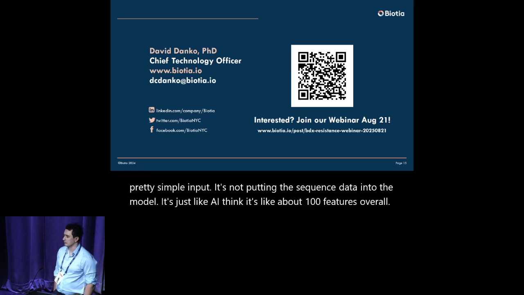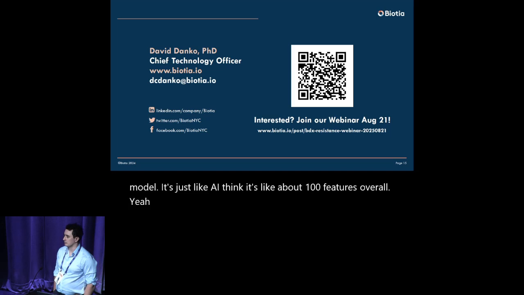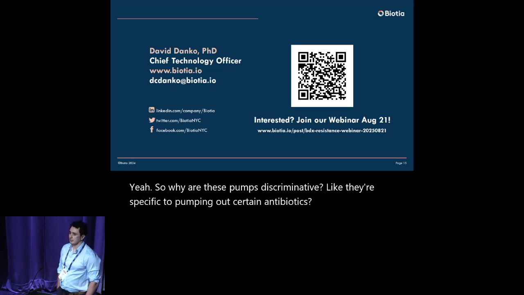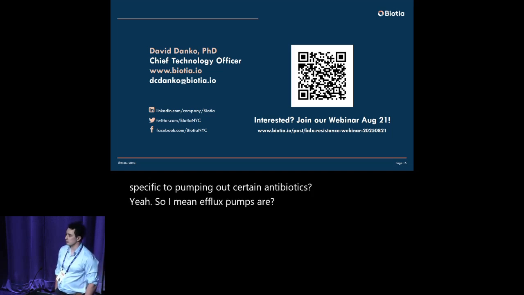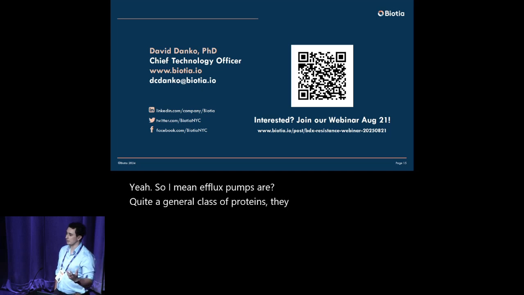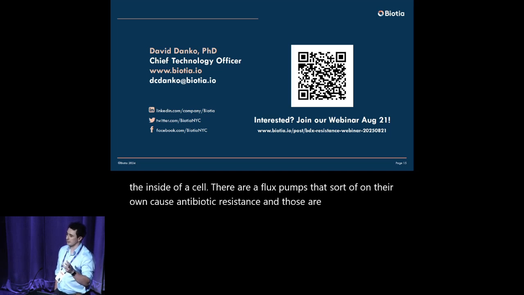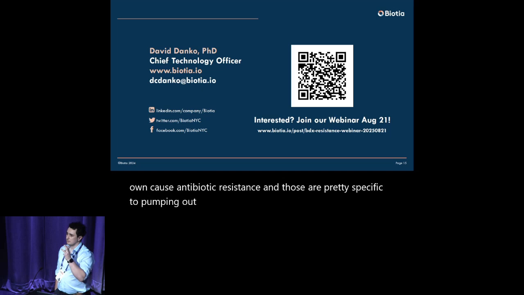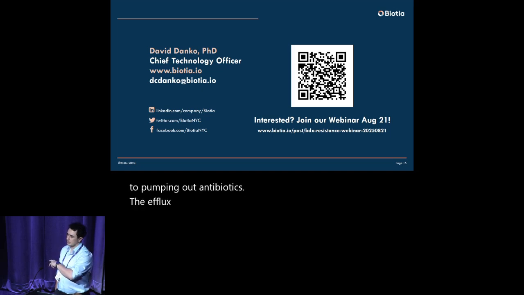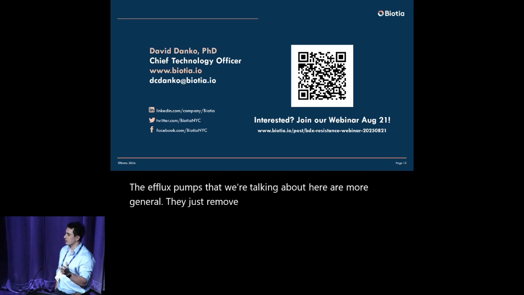Okay. And why are these pumps discriminative? Are they pumps specific to pumping out certain antibiotics? Efflux pumps are quite a general class of proteins. They just remove stuff from the inside of the cell. There are efflux pumps that on their own cause antibiotic resistance, and those are pretty specific to pumping out antibiotics. The efflux pumps that we're talking about here are more general. They just remove stuff from inside the cell.